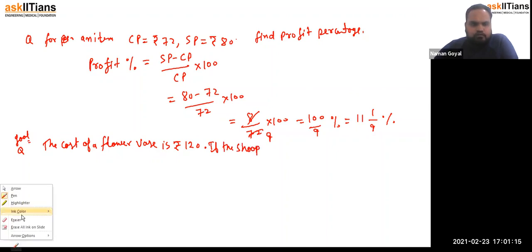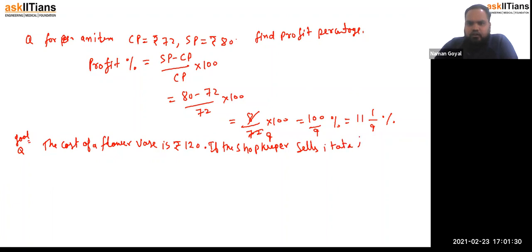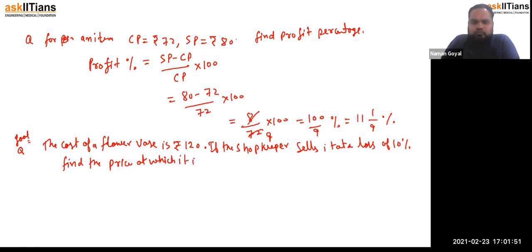If the shopkeeper sells it at a loss of 10%, then find the price at which it is sold. Find the price at which it is sold.